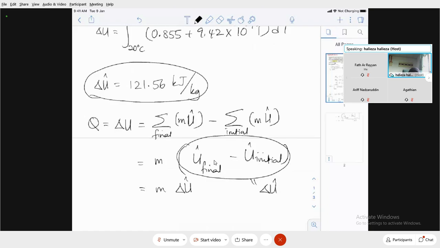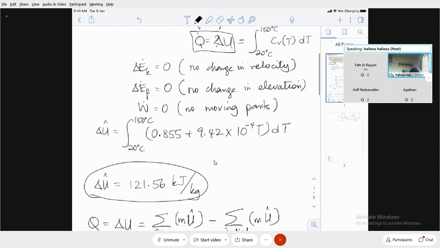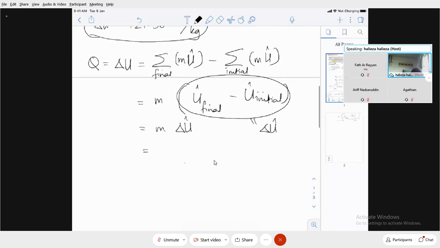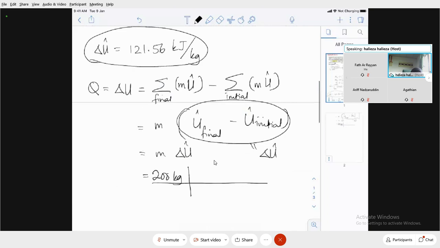Okay, it's quite slow. So what is your mass? 200 kilogram. What is your change in internal energy? 121.56 kilojoules per kilogram. Cancel the kilogram, you will get your final answer. I don't have the answer, but let's look at the question. What is the answer?